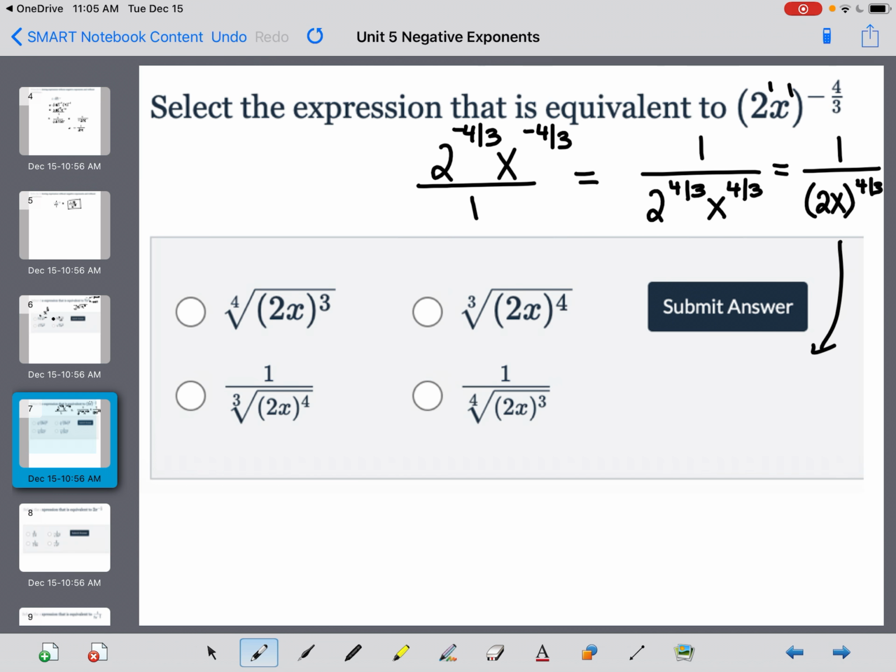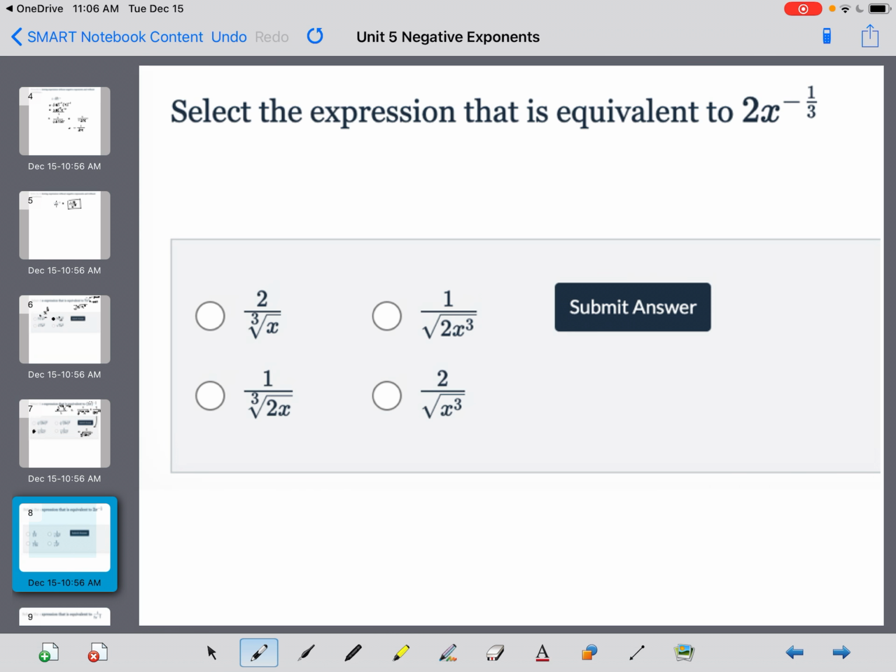I'm just going to keep writing down here. So now I have 4 as my power, and 3 is the denominator, so that's my root. So 2x is being raised to the 4th under a cube root, and it's in the denominator, so I could have made that positive 4/3 instead of keeping it as a negative 4/3, so we should be looking at this choice down here. 1 over the cubed root of 2x to the 4th.